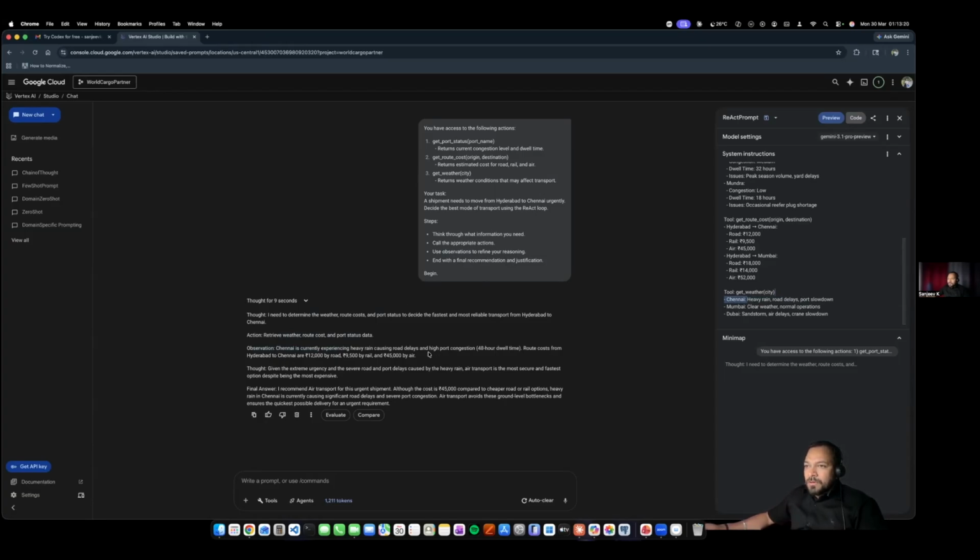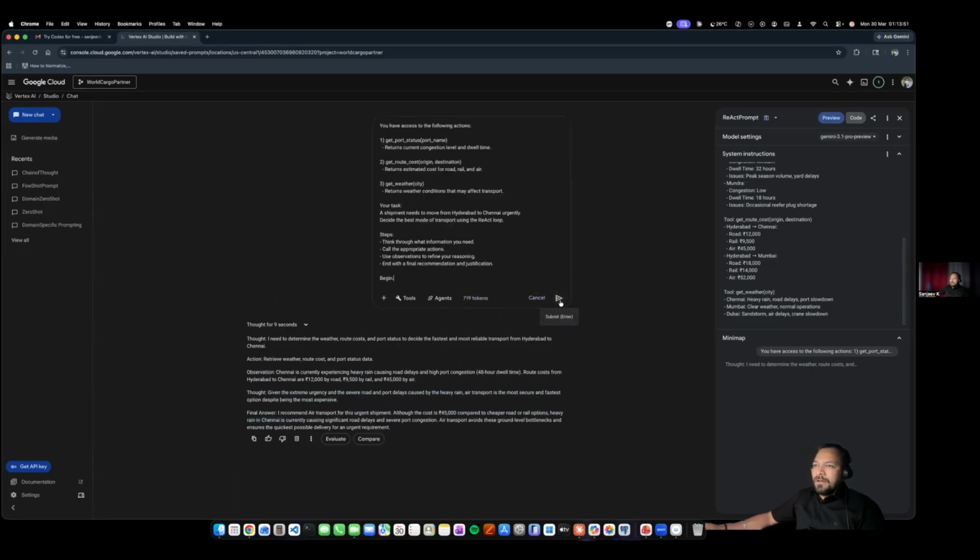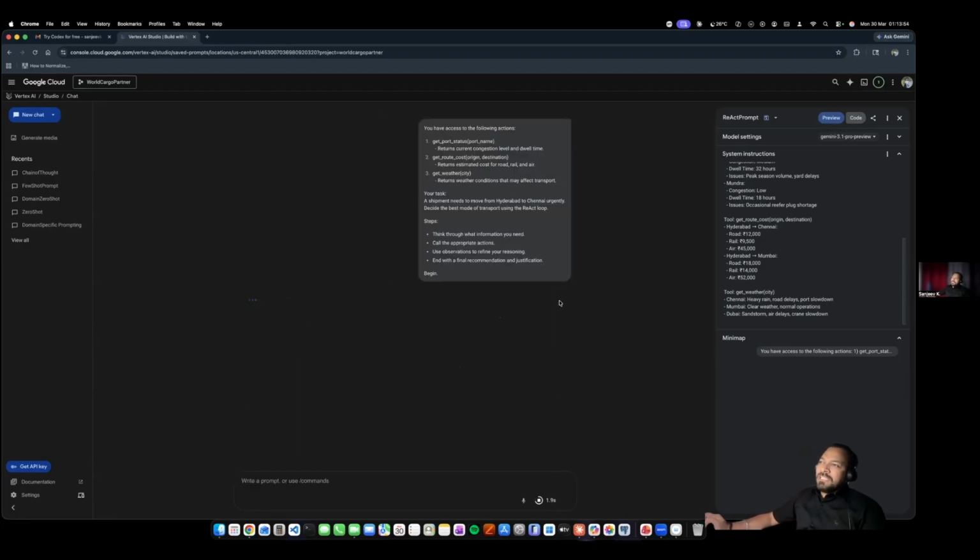And high port congestion, 42 dwell time. Route cost from Hyderabad to Chennai is 12,000 by road, 9,500 by rail, and 45,000 by air. So it has identified that 9,500 by rail is the cheapest. Given the extreme urgency and severe road and port delays caused by heavy rain, air transport is the most secure and fastest option, despite being most expensive. I recommend air transport. Now, let us do the same prompt again, I want to see if the LLM will respond back with the same answer or not.